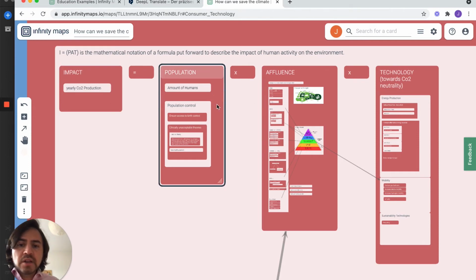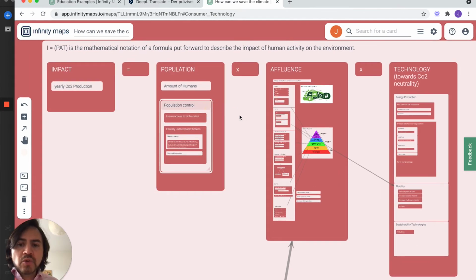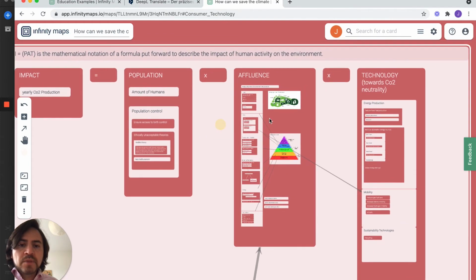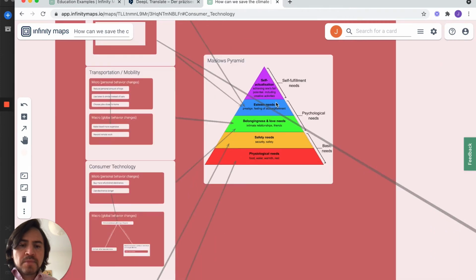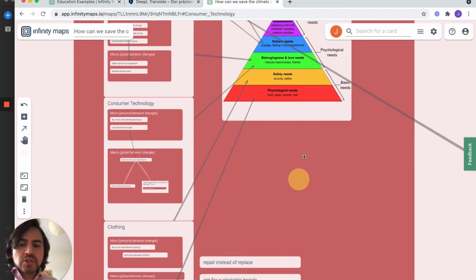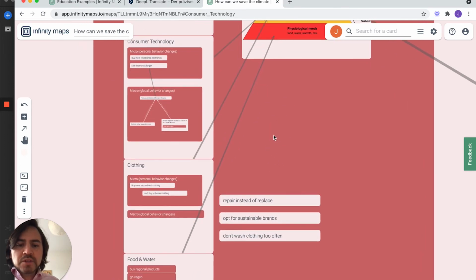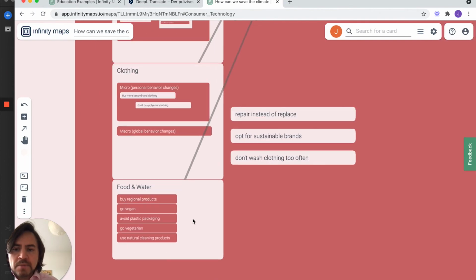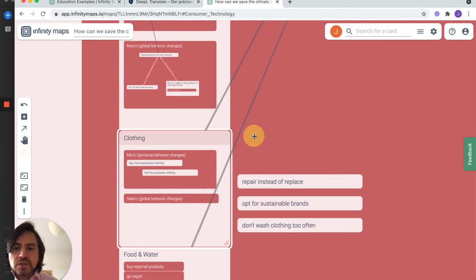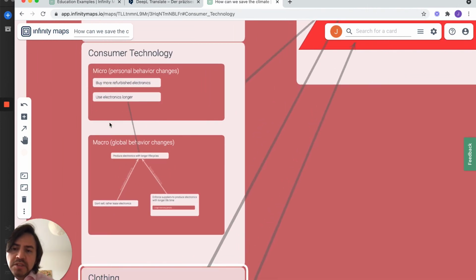Exactly. And then we have a wide array of ideas, from population control and birth control to all parts of wealth. Here we used Maslow's pyramid to structure these ideas a little bit. Not everything fits perfectly in Maslow, but it was shortly the best model that we found. Then from food to water, clothing, to consumer technology, for example, which is quite interesting.